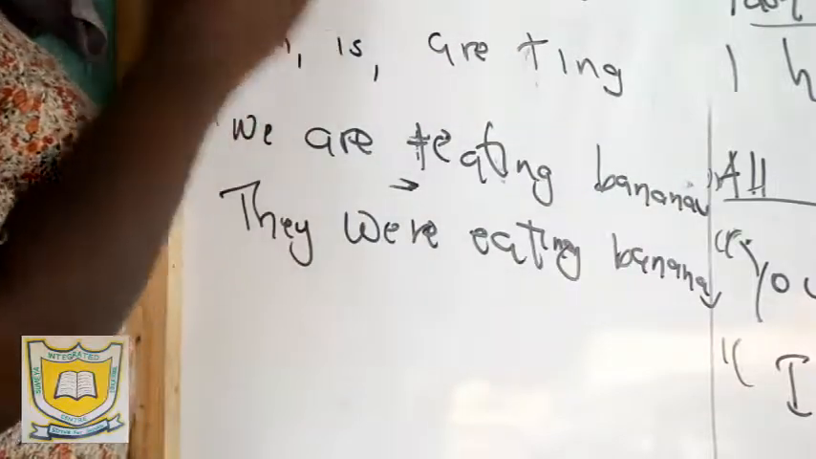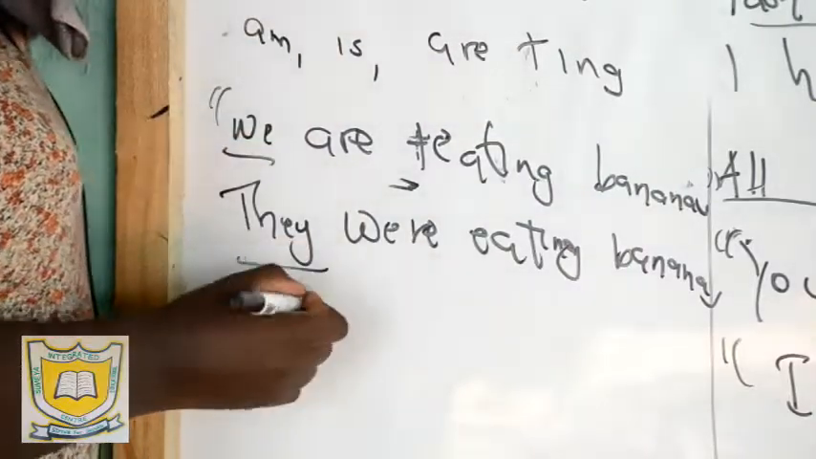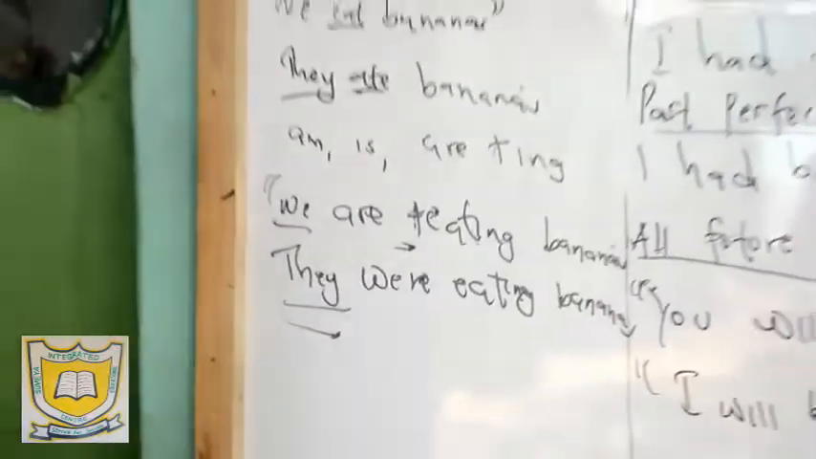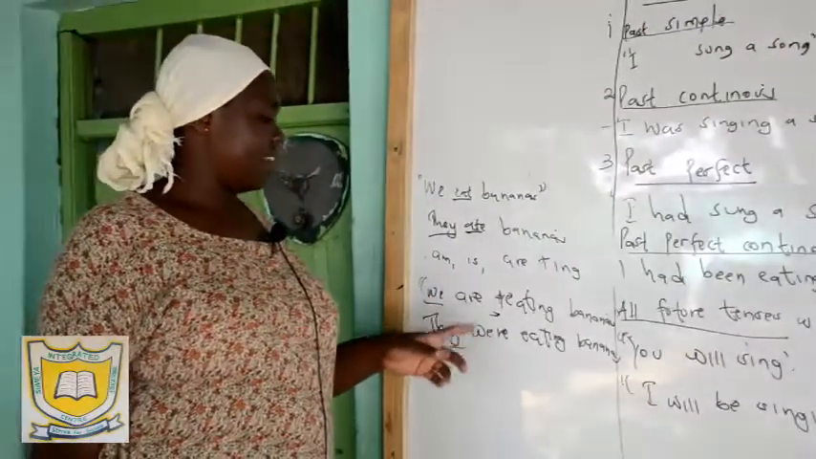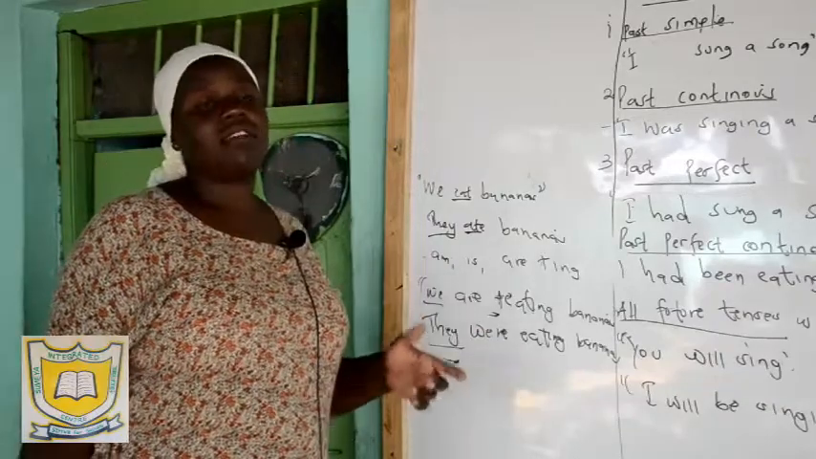Bananas. We changes to they. Now look at my sentence. We changes to they, are changes to were. We are eating bananas. The present simple tense.